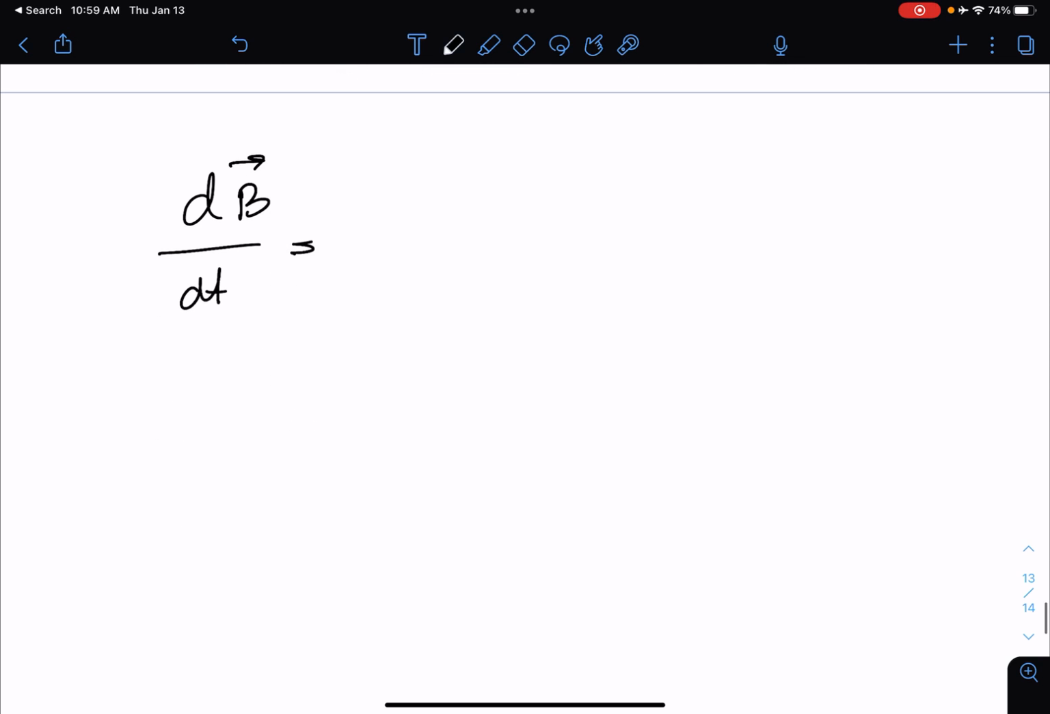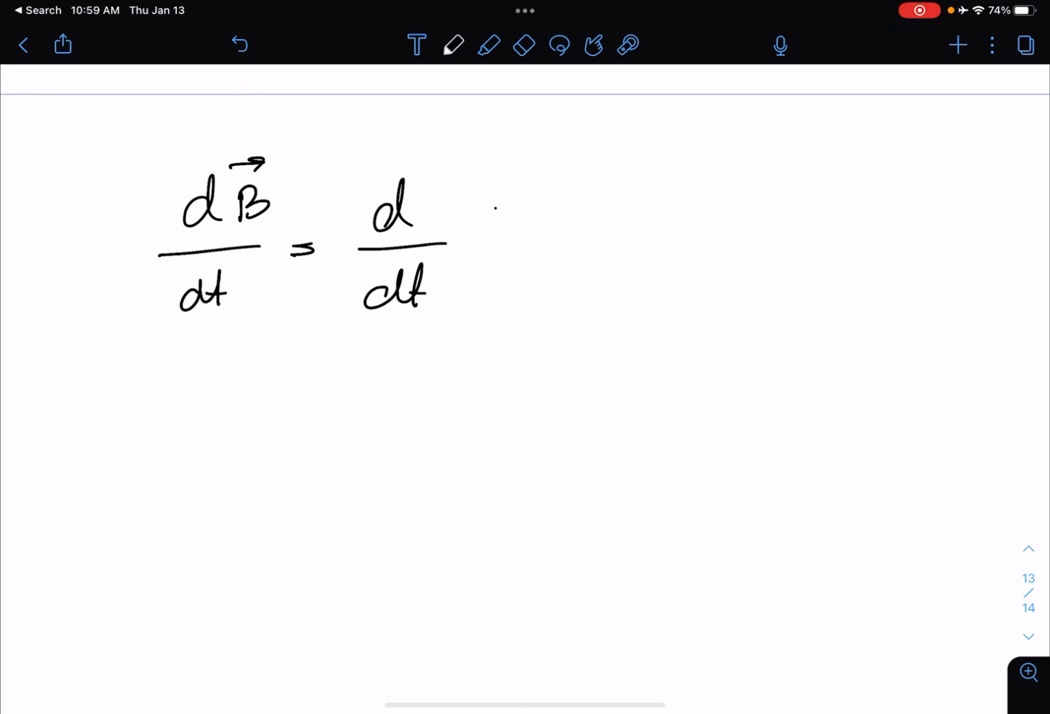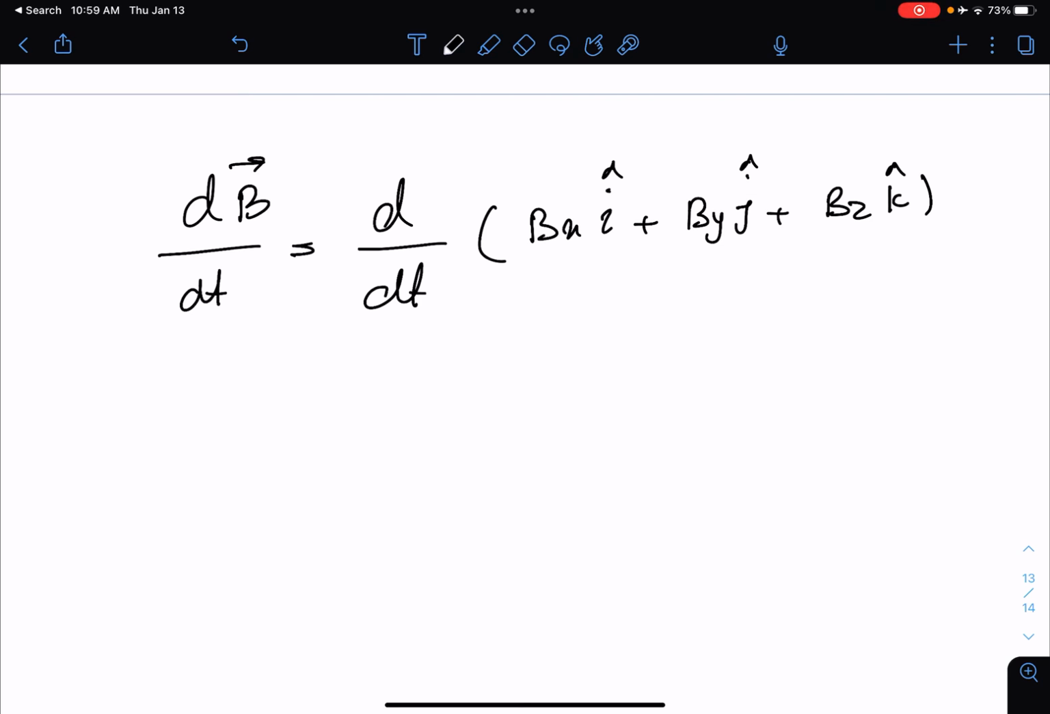How do we do that? There is a very simple mathematical explanation for it. We want to take the d dt of bx i plus by j plus bz k, right? What is the time derivative of this? The first component here.